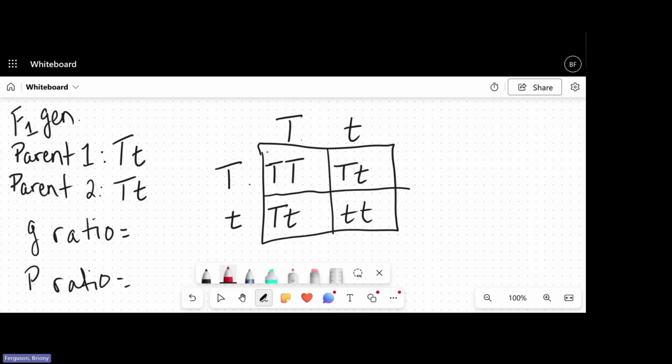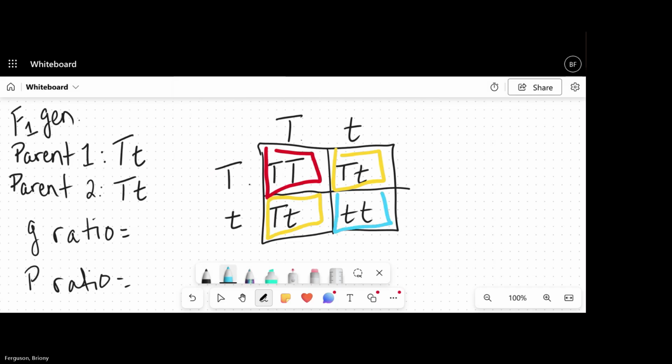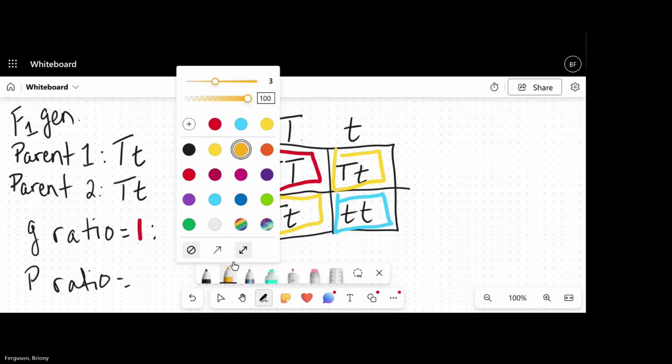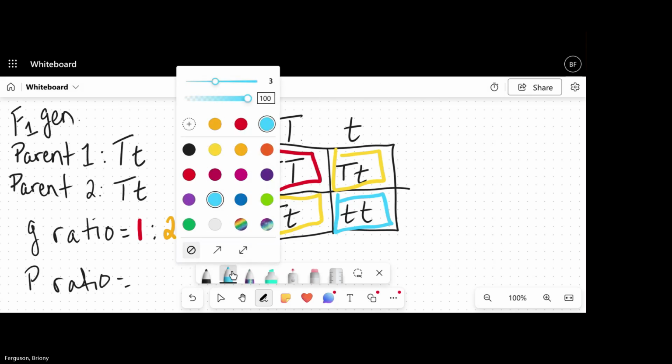Now, when we do our G ratios, we're going to count our different genotypes. In this instance, we have a couple of different ones. These heterozygous are the same, so we lump them together. So when we do this, we're going to have 1, 2, and 1.